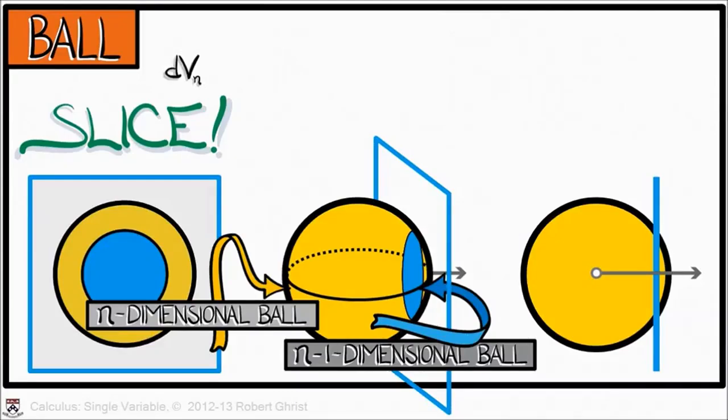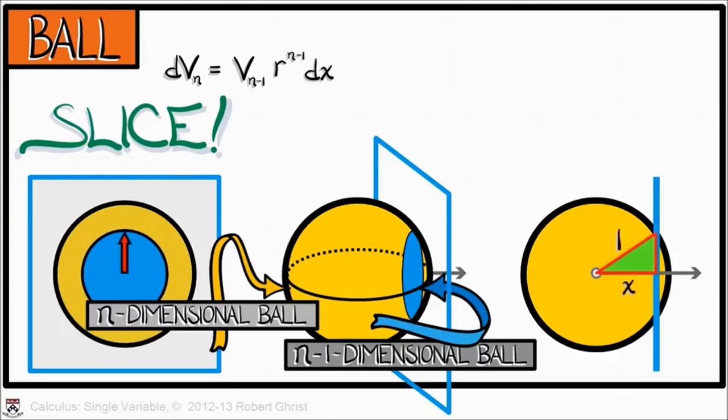Our volume element for the n-dimensional unit ball, dV sub n, is an n-1 dimensional ball of some radius r. That has volume V sub n-1 times r to the n-1. We multiply by the thickness dx, choosing some coordinate direction and calling it x. Now, what is that radius?